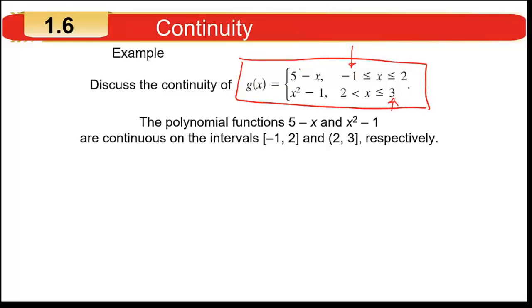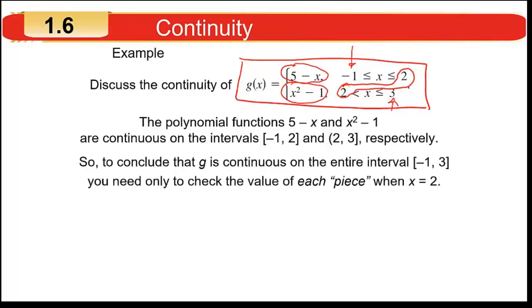So 5 minus x is continuous everywhere. X squared minus 1 is continuous everywhere. The only place there could be a discontinuity then is where the two pieces connect to each other, and that's at x equal 2. So when you see problems like this, if you notice that the rule has pieces that are all polynomials, all you have to do is look at the places where the two rules connect to each other. In this case, it's at x equal 2.